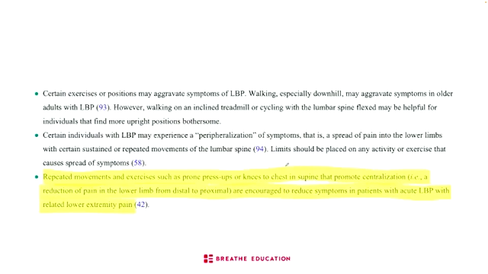Repeated movements and exercises such as prone press-ups or knees to chest that promote centralisation, i.e. a reduction of pain in the lower limb, are encouraged to reduce symptoms in patients with acute low back pain with related lower extremity pain. So if somebody has leg symptoms, sciatica, leg pain, sometimes repeated swan dive or cobra movements can alleviate the leg pain. For other people, it's repeated forward bending that alleviates the leg pain. And there's not necessarily a rhyme or reason about who benefits from forward bending and who benefits from back bending.